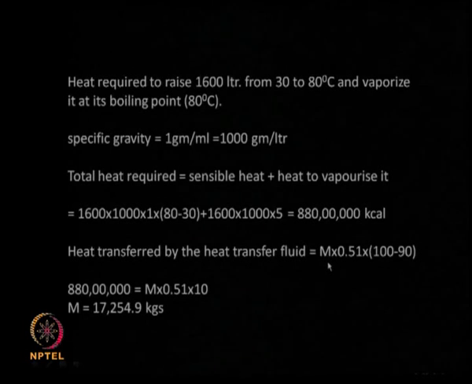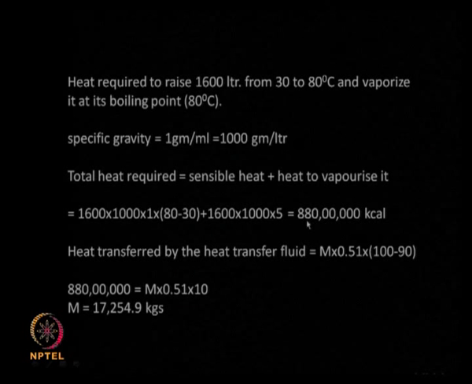So what do we do? Same mass balance, mass into specific heat into delta T. Specific heat is 0.51, delta T is 100 minus 90, mass will be in so many grams. So I equate this with this. Here we are neglecting heat loss to the surroundings. There could be some heat loss, generally we take about 10% heat loss, but we will neglect it in this problem. So you are equating this term with this term, after that you calculate m.